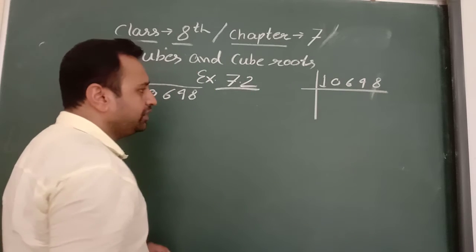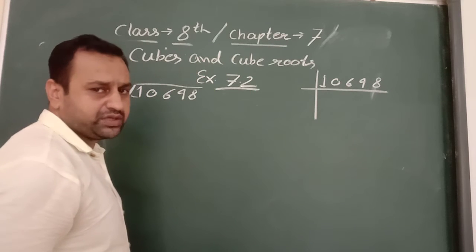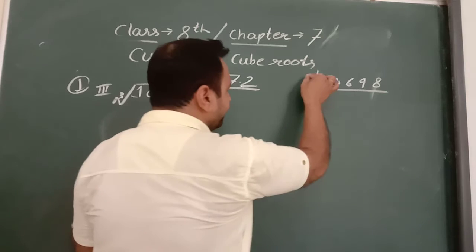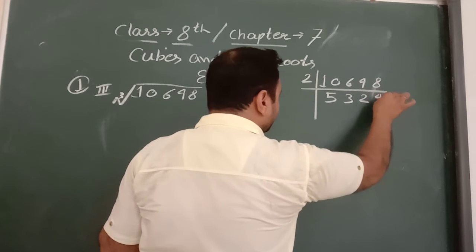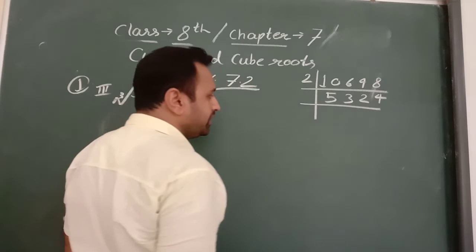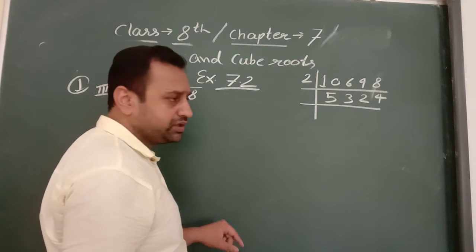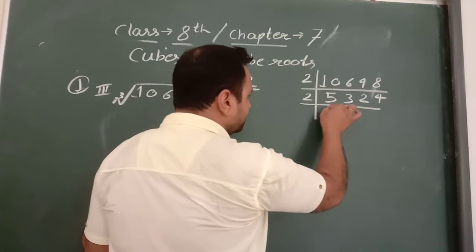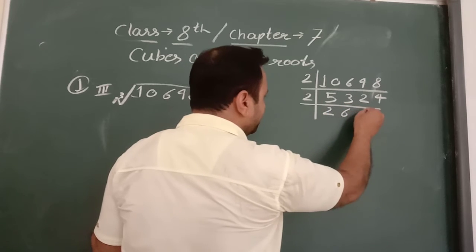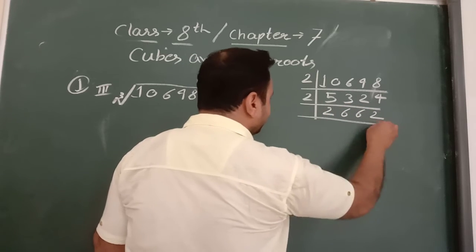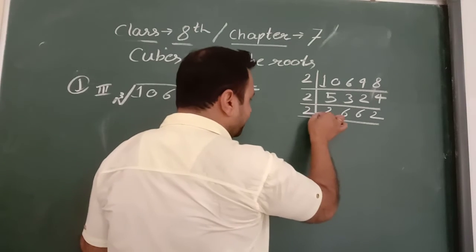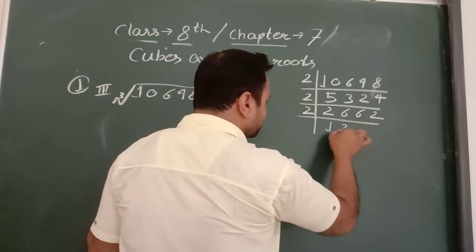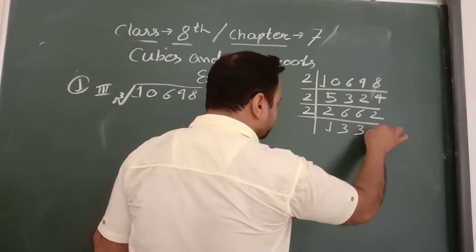Because its last digit is 8, obviously it is divisible by 2. 2 5s are 10, 2 3s are 6, 2 2s are 4, and 2 4s are 8. Again last digit is 4, so it is also divisible by 2. 2 2s are 4, 2 6s are 12, 2 6s are 12, 2 2s are 4. Again last digit is 2, so it is again divisible by 2. 2 1s are 2, 2 3s are 6, 2 3s are 6, and 2 1s are 2.